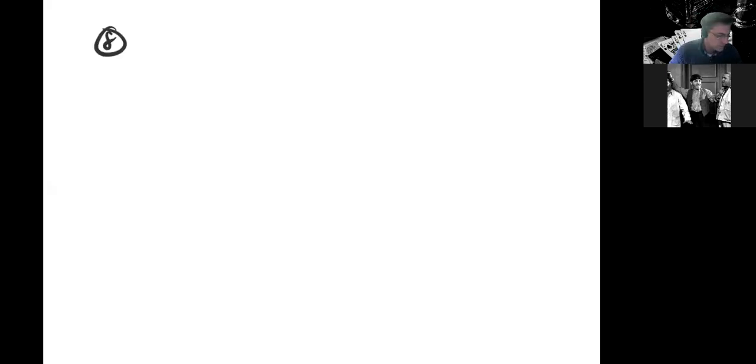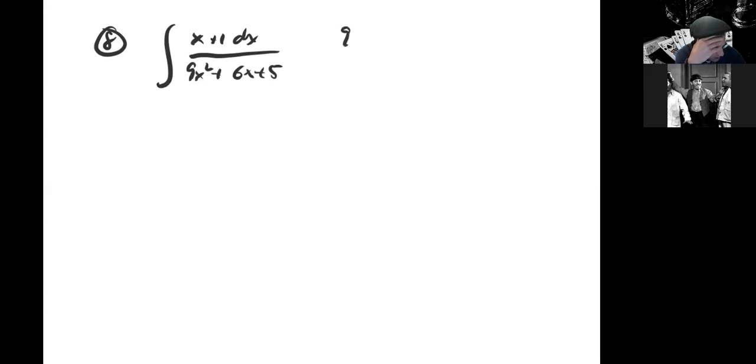So now we come to the painful problem of the integral of (x plus 1) dx over 9x squared plus 6x plus 5. You can check the denominator is not a reducible polynomial. The discriminant in the quadratic formula is negative, so it does not have real roots. So here's my proposal. Let's first of all complete the square.